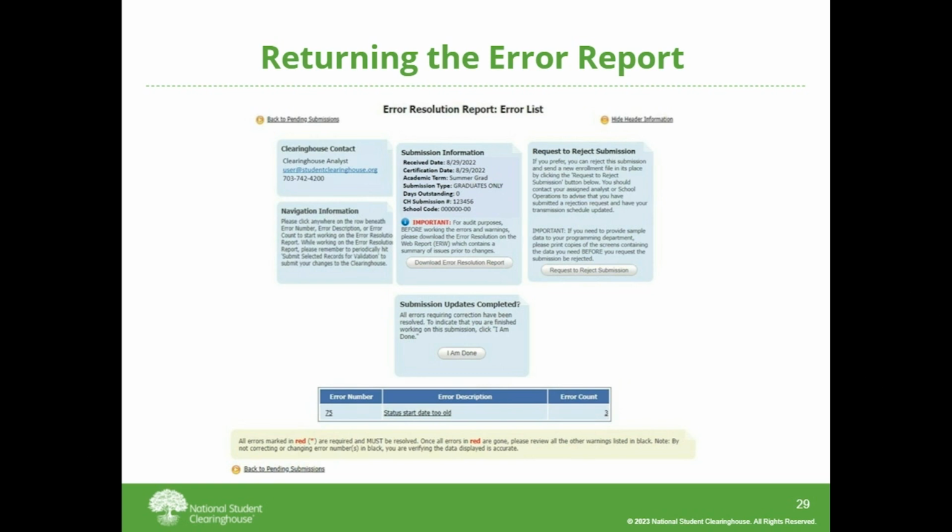Once you have reviewed and made the necessary corrections to all of the errors and warnings, you will need to click the I am done button in the center of the page. This will send the file back to the clearinghouse for the analyst to perform a final review. If there are any additional errors to review or information to confirm, we will repost the error report and/or reach out to the submission data contact listed at your institution.